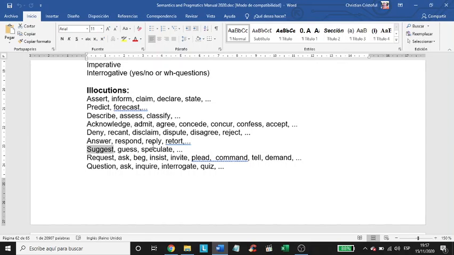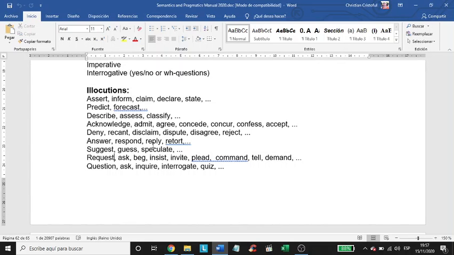It's like an invitation, right? Why don't we do this? Why don't we do that, right? In Spanish, we say that too, but not as frequently as other types of suggestions. So in Spanish it would be, por qué no hacemos, por qué no, like that.